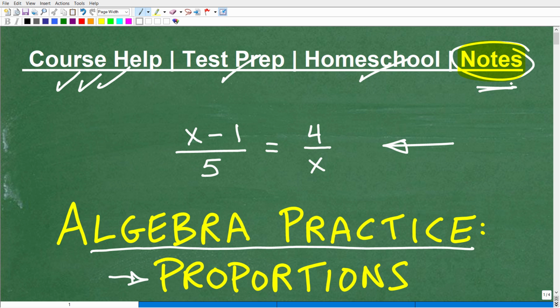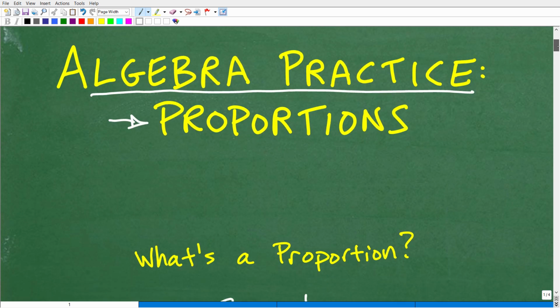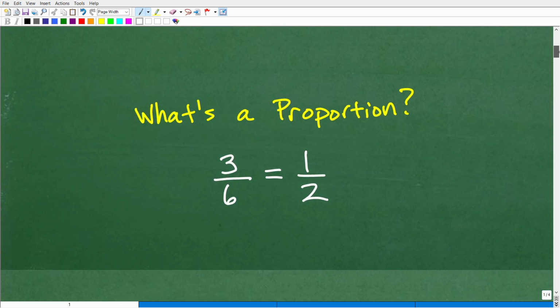Okay, so let's get into this problem. And the first thing we're going to do is just define what a proportion is. So here, I have an example of a proportion. Now, what do you think I'm showing you here? Well, it's kind of obvious, right? You're like, well, you're showing me some fractions, and you're showing me this fraction is equal to this fraction. So is that what you mean? Is that what a proportion is? Yes, indeed. A proportion is nothing more than two equal fractions.